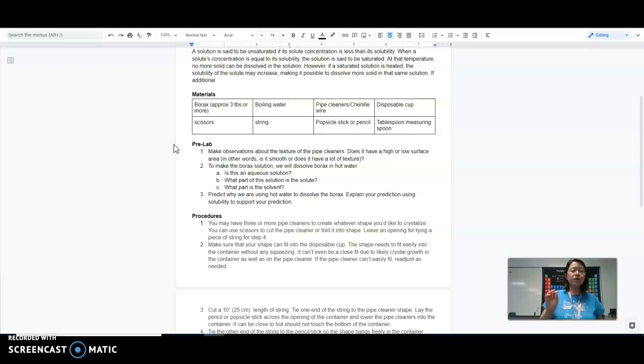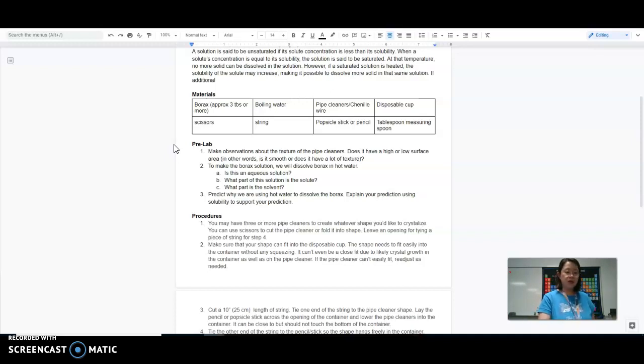And then 3, we're going to predict why we're using hot water to dissolve the borax. Explain your prediction using solubility to support your prediction. So with our hot water, especially for our solid solutes, the hotter the temperature of the water, the higher your solubility is, the more stuff you can actually dissolve in your warmer solvent.